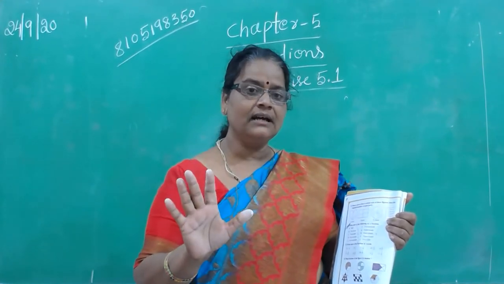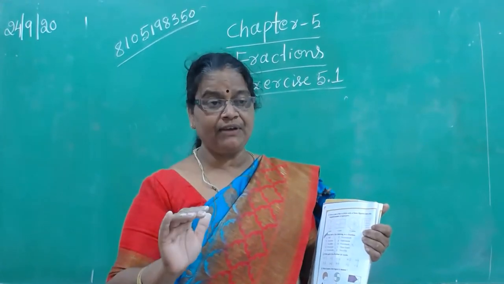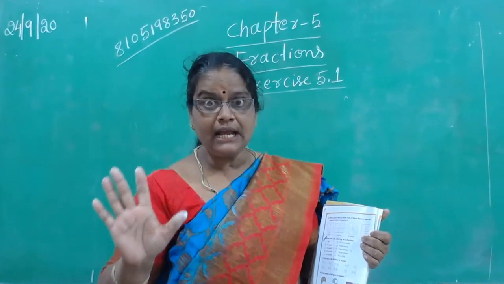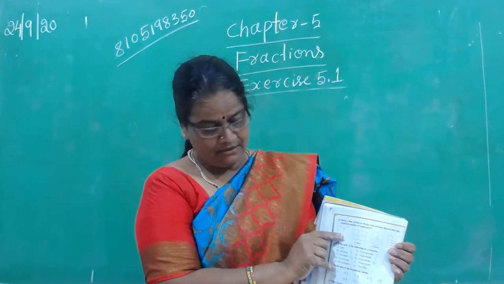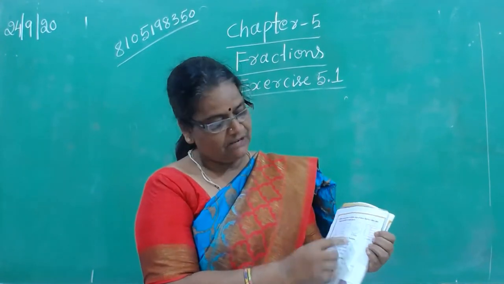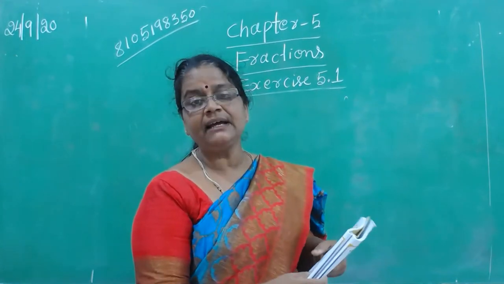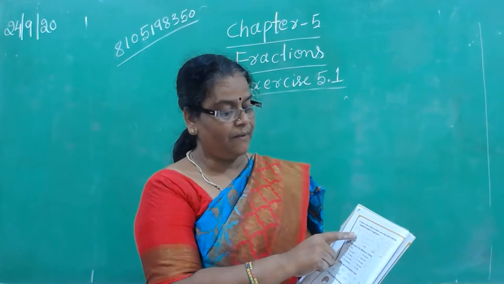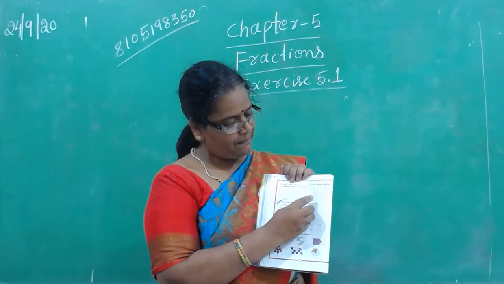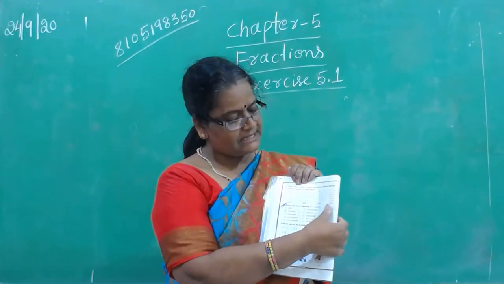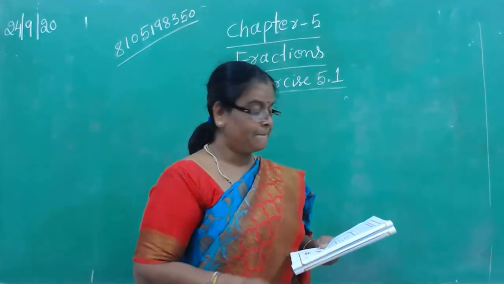What is a fraction? A fraction is a part of a whole that is divided into equal parts. So we have to make two equal parts, four equal parts, six equal parts. This is the last one, E, that is eight equal parts. First two equal parts, second is four equal parts, third is six equal parts, and the last one is eight equal parts.